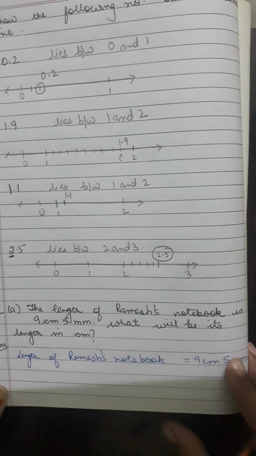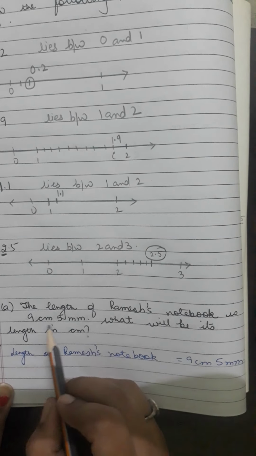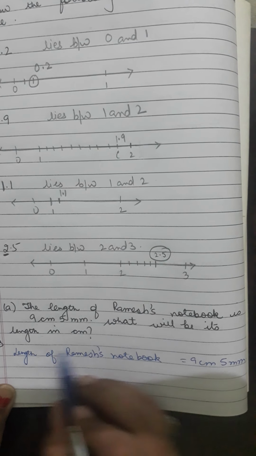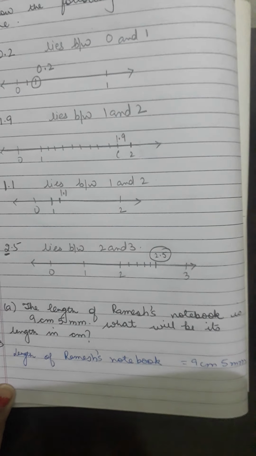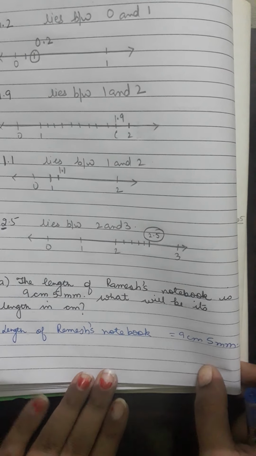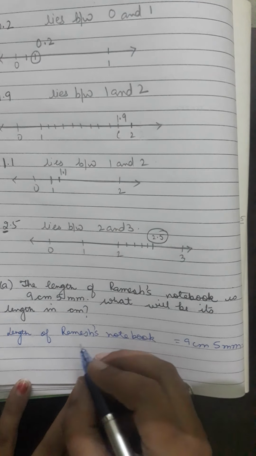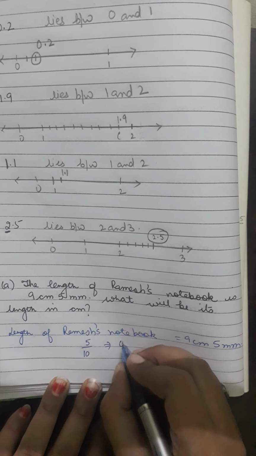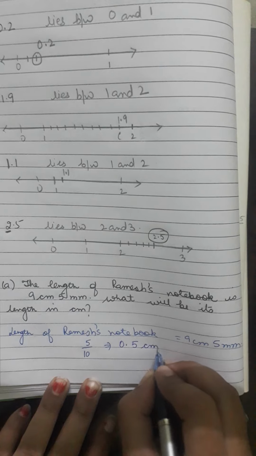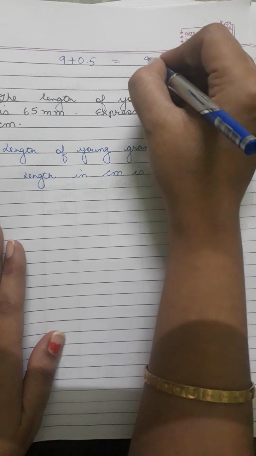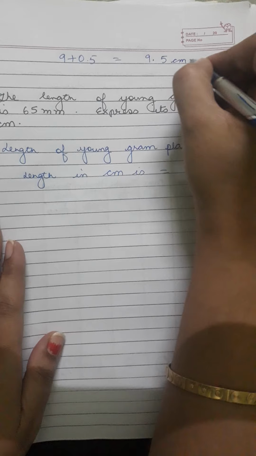Now next, it is question number 10. The length of Ramesh's notebook is 9 centimeters and 5 millimeters. So what will be its length in centimeters? We have to tell the length of the notebook in centimeters. So 9 is already in centimeters. It means we have to only convert 5 millimeters. So 5 by 10, and how can we write it as a decimal? 0.5 centimeter. So now it will be 9 plus 0.5, which becomes equal to 9.5 centimeter.